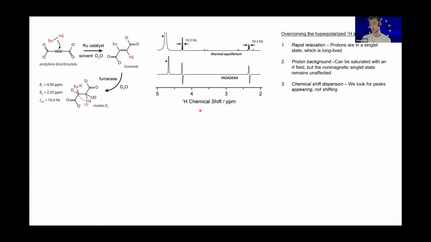So in this style of experiment, we in principle overcome the problems that we outlined with hyperpolarized proton imaging. The rapid relaxation problem will hopefully be solved by the protons being in a long-lived state. The singlet state between these protons is going to be unaffected by RF irradiation, so we can saturate any background signals coming from magnetized protons in the sample, and this should remain unaffected until it undergoes metabolism, and then some peaks appear.